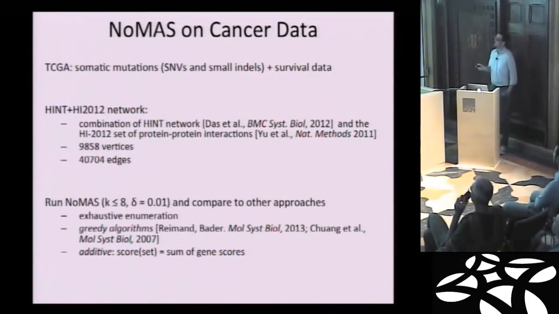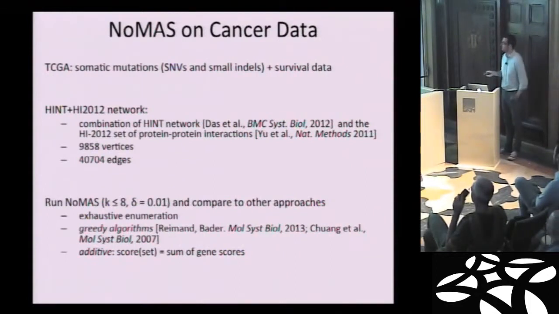So first we have compared it to an exhaustive enumeration algorithm, in particular to compare the running time for the method. And then we have compared it to two other methods that are just general methods used in bioinformatics, in particular, when one is looking for subnetworks associated with clinical data.